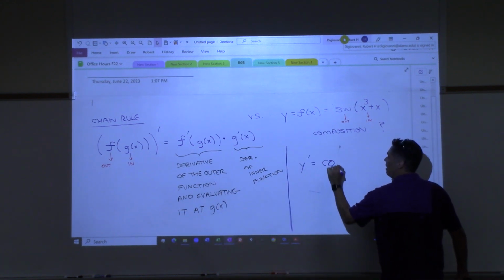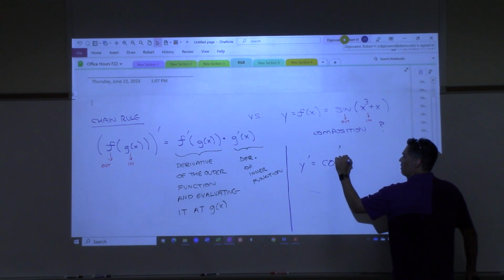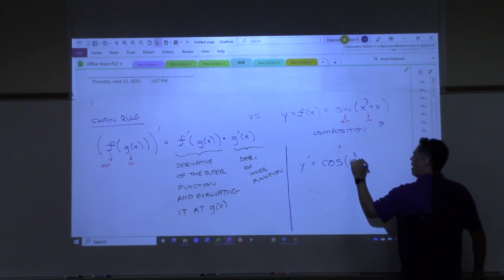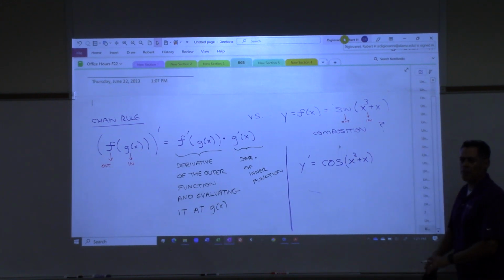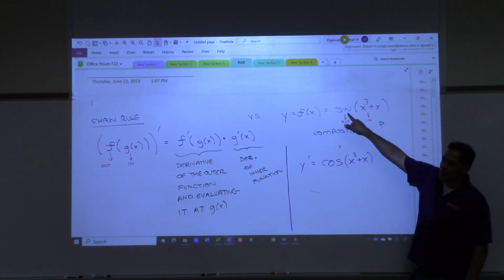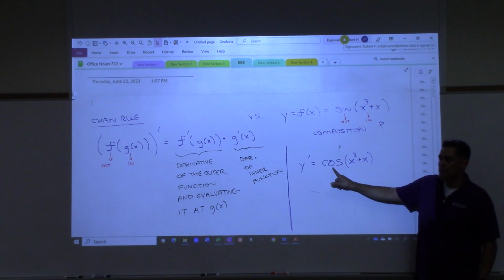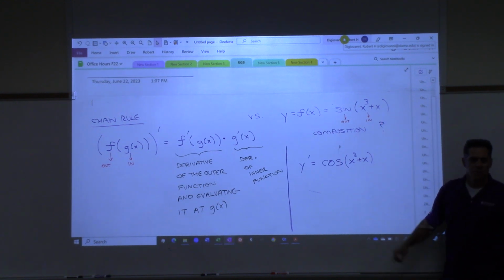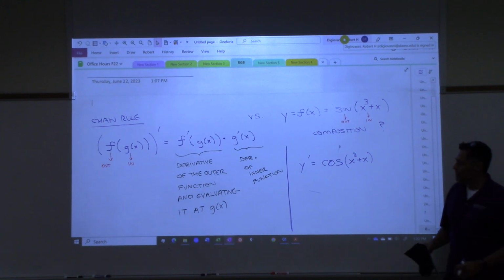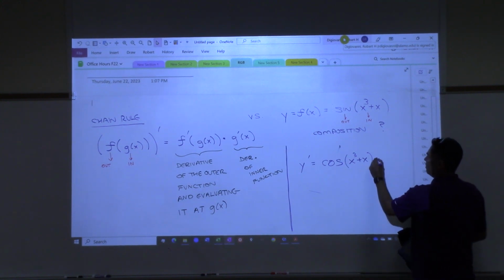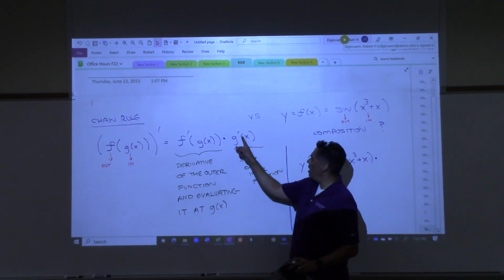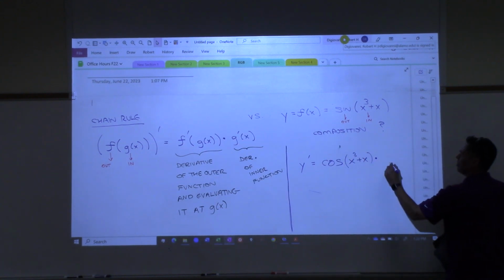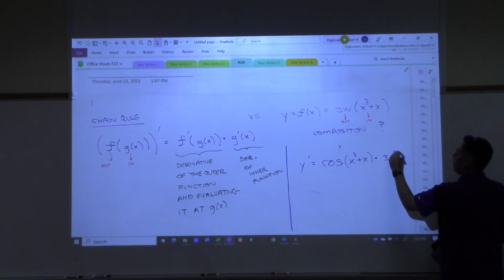You said it was cosine of x cubed plus x. There we go. So you've taken the derivative of the outer function, derivative of sine is cosine, and then into it you are plugging the g function. Now times, we're done with that part, right? Now times the derivative of the inner function, which is 3x squared plus 1.